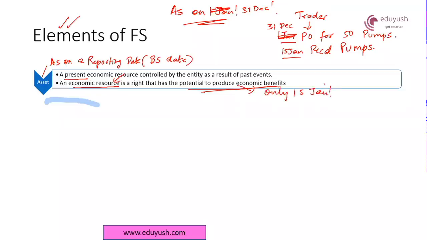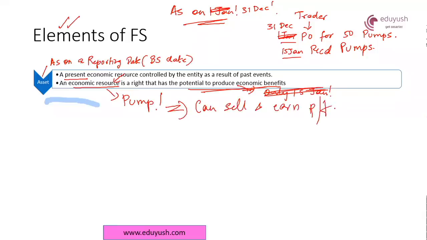So an economic resource is a right that has the potential to produce economic benefits. So I could say the pump, I'm not talking of the day, the pump is an economic resource. Why? Because I can sell and earn profits. Yes or no? So it has a potential to produce economic benefits. So the pump can be an economic resource.